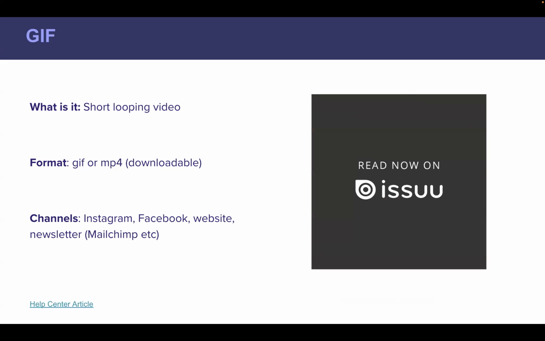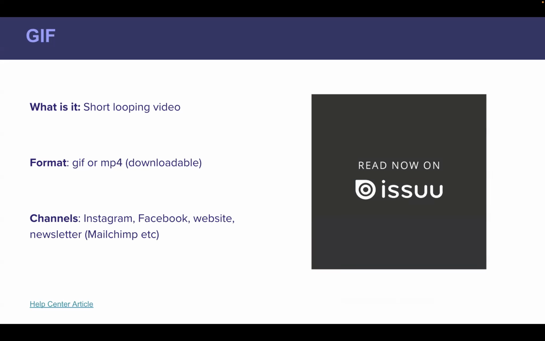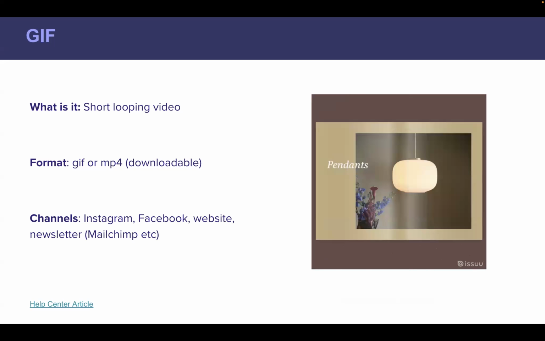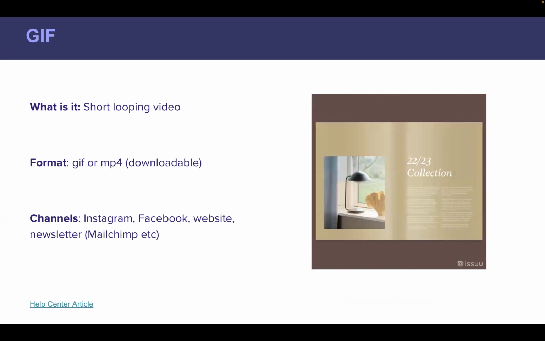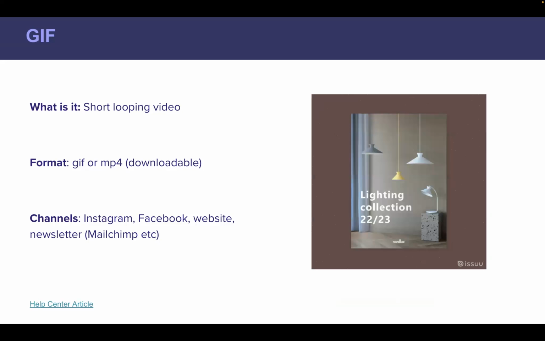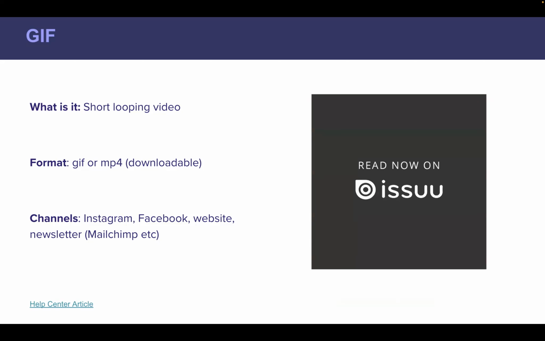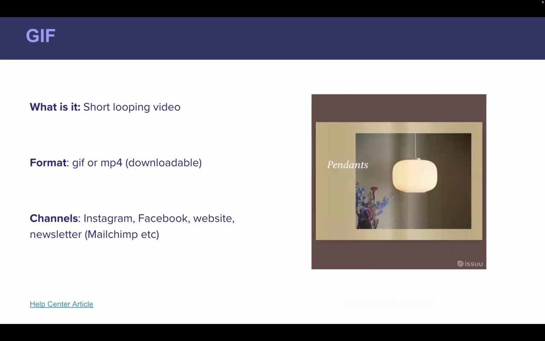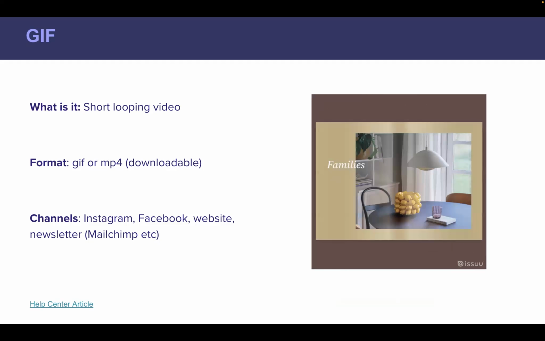So in case you would want to use it, for example, for Instagram or for Facebook, that would be MP4, to upload on these channels. In case you would like to use it for your newsletter, for example, you want to manually upload it inside of the body of the email, it would be GIF. We also have Issuu Mailchimp integration, so you can connect these two accounts and send the GIF directly there. I'm going to show you how that looks once I'm in the tool.